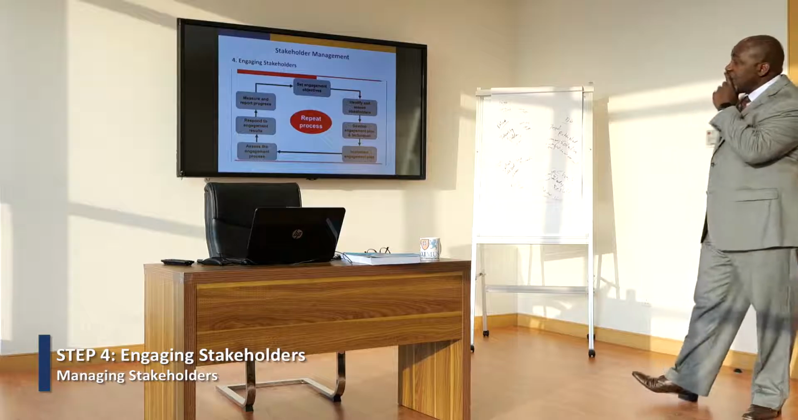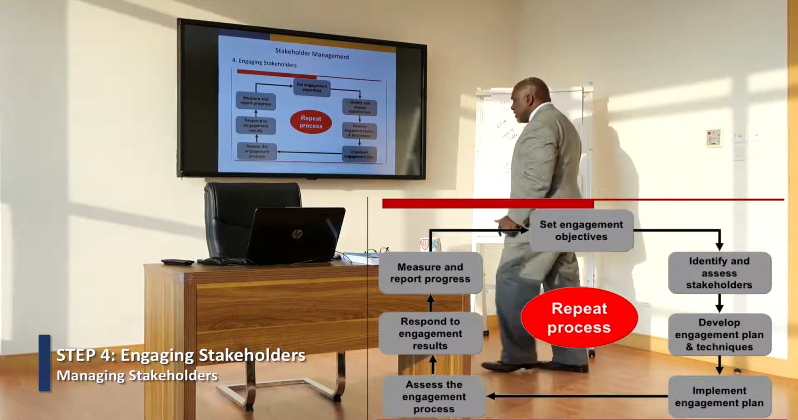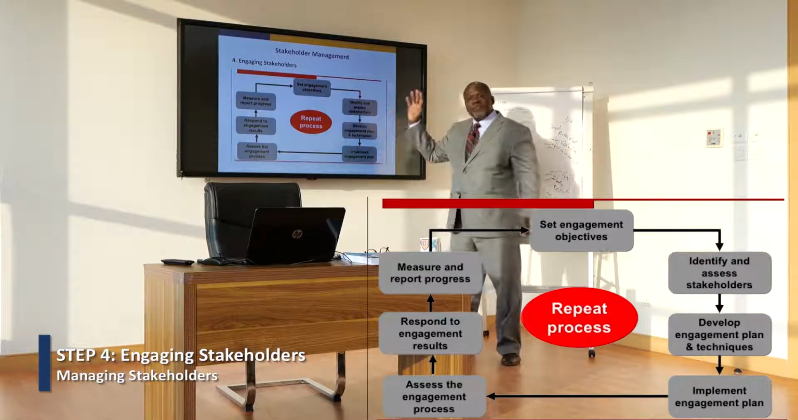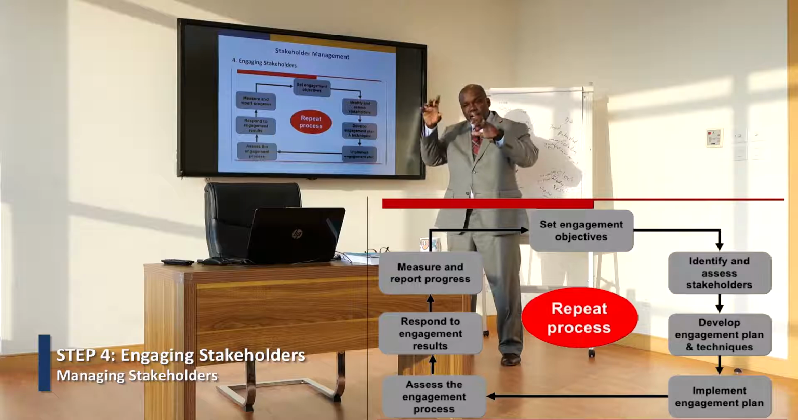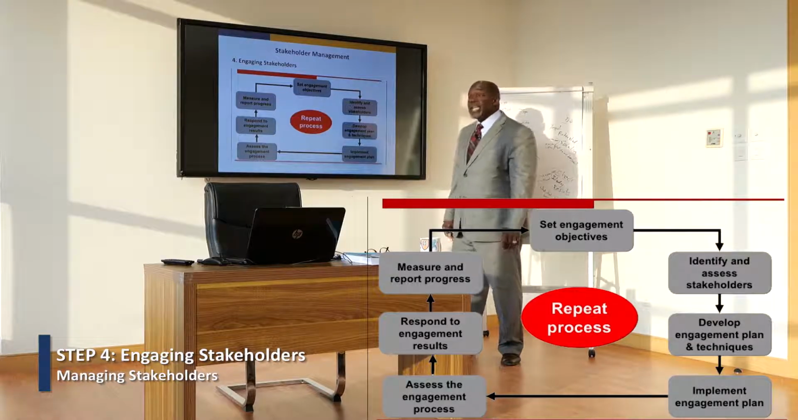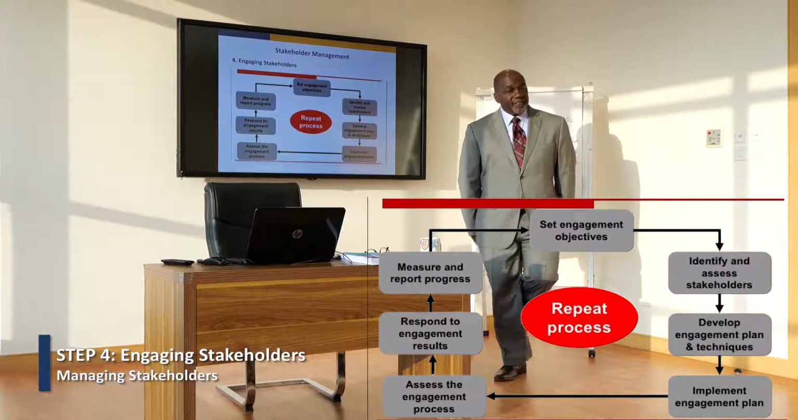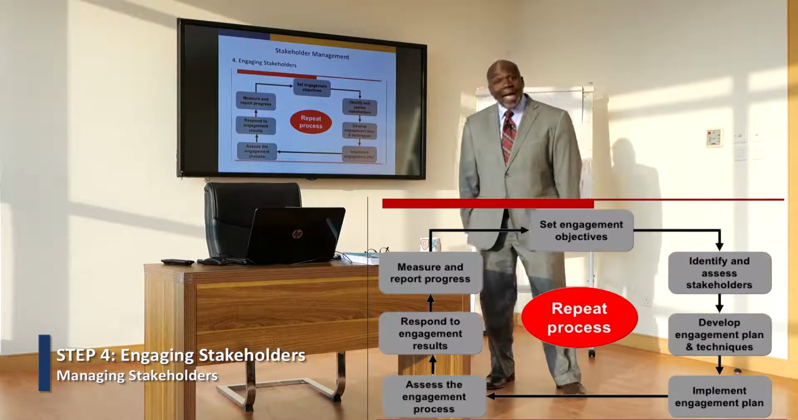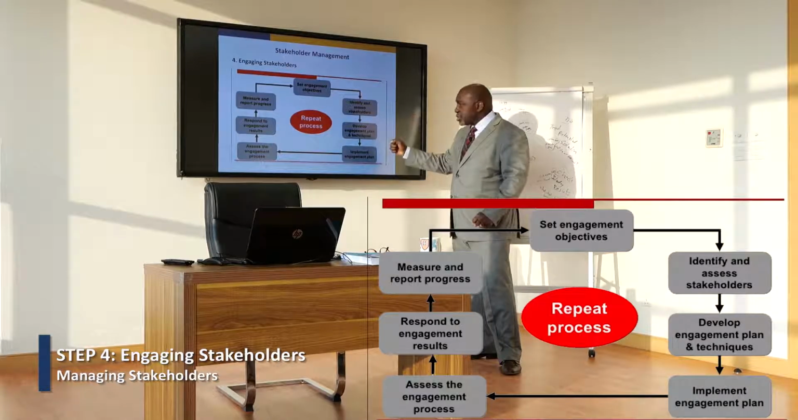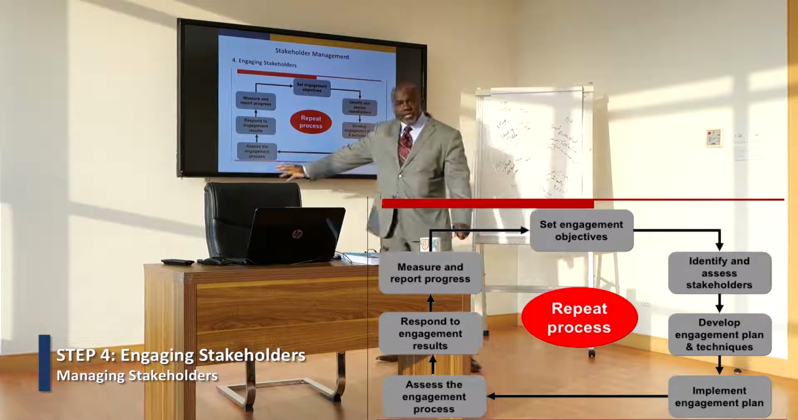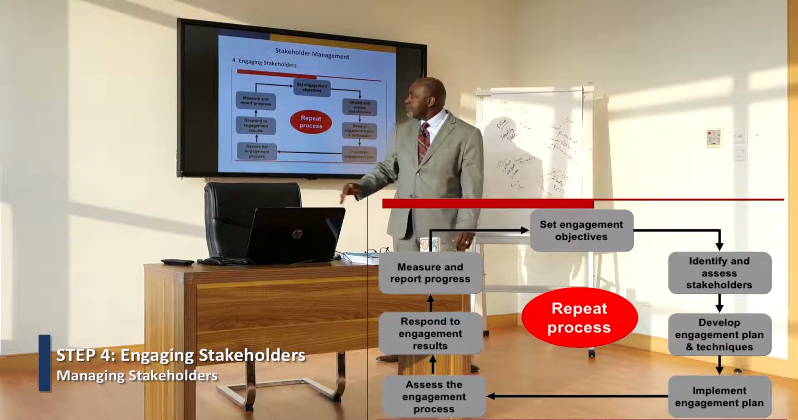Number 4, engaging your stakeholders. This is a really simple model. So we said earlier, you want to identify and assess who your stakeholders are. Identify who they are and see where they are on that grid. Develop an engagement plan. How are you going to engage them? What techniques are you going to use? Forums, internet, magazine. You want to implement your engagement plan once you have it in place, execute on it. You want to assess the progress. How did we do? Did you make good contacts? Did you not hear back from anyone?